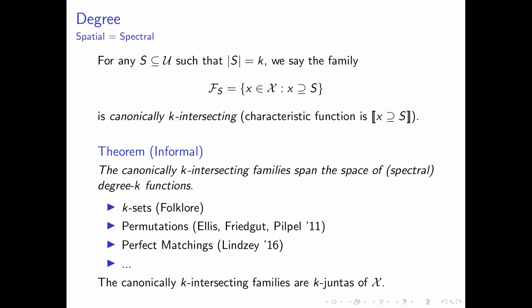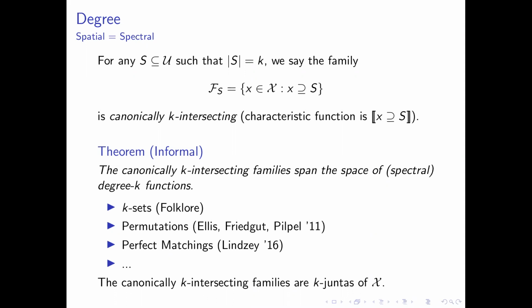Maybe after the fact it seems like a no-brainer, but certainly when you're deriving these results, it's not clear. This is known for k-sets, and the seminal paper of Ellis, Friedgut, and Pilpel showed this. You can also show this for perfect matchings. And the analogy here, to bring this back to the k-juntas that we were talking about earlier on the Boolean cube: remember, these were things that depended on just k coordinates of the hypercube.